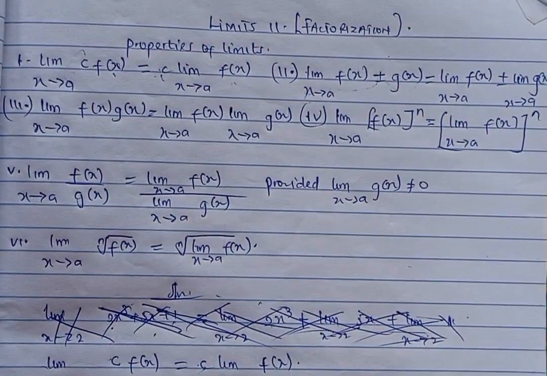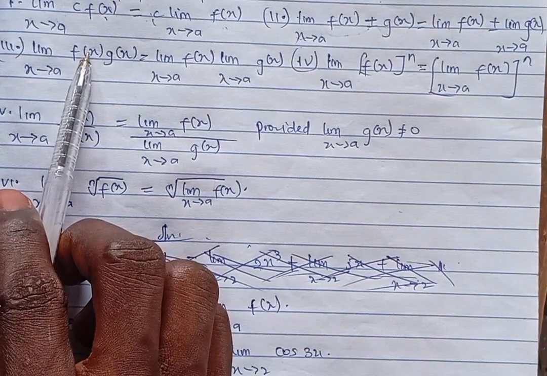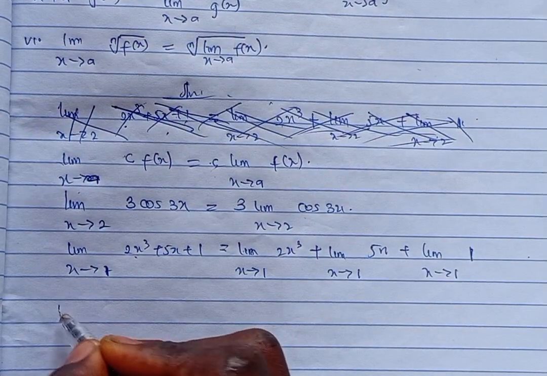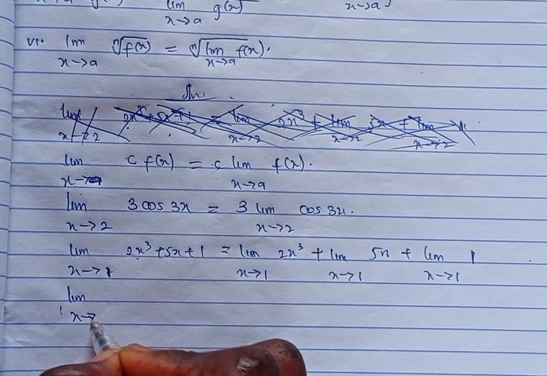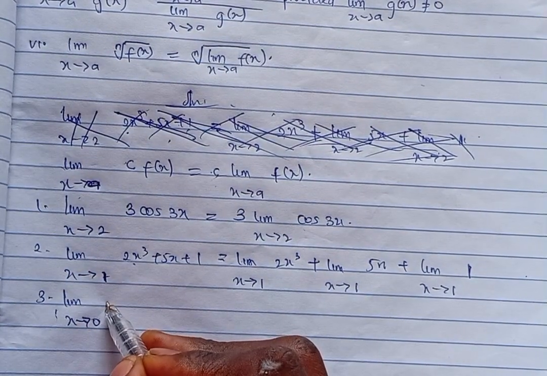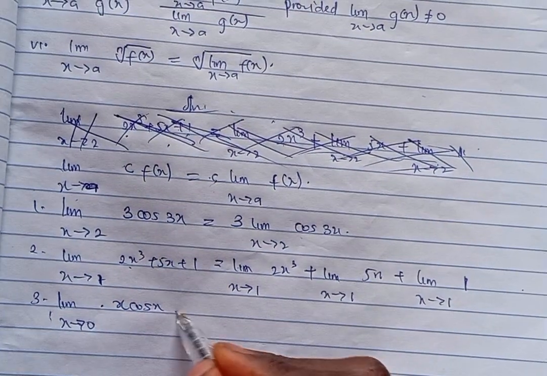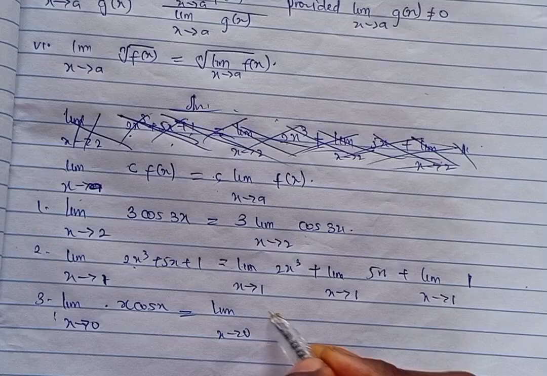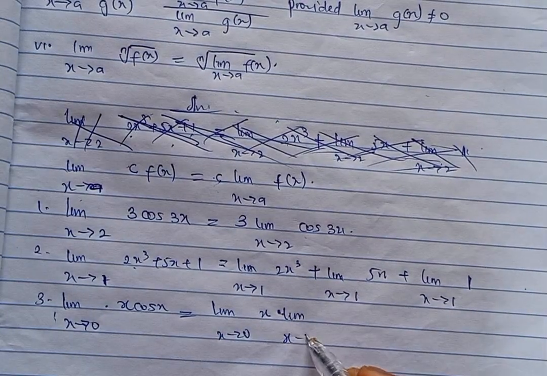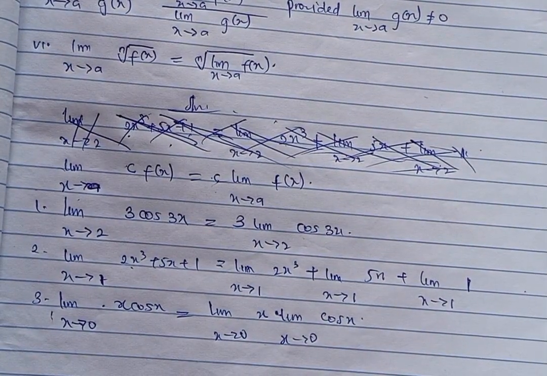Okay, now for the third property, the limit as x tends to a of, this one is telling us about multiplication. Let's say you have the limit as x tends to 0 of x cos x. I can always say that it is equal to the limit as x tends to 0 of x, multiplied by the limit as x tends to 0 of cos x. You understand? So that's how the third property works.